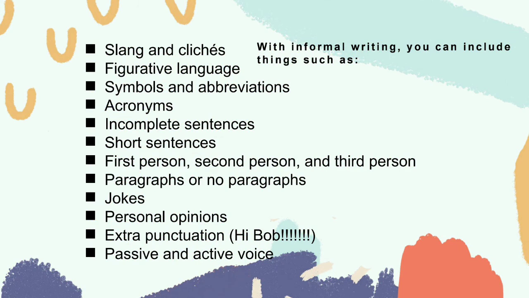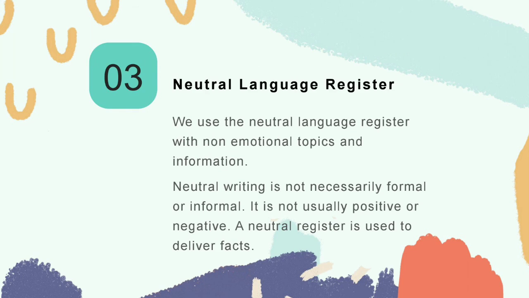With informal writing, you can include things such as slang and cliches, figurative language, symbols and abbreviations, acronyms, incomplete sentences, short sentences, first person, second person, and third person, paragraphs or no paragraphs, jokes, personal opinions, extra punctuation, and passive and active voice. The last type of register language is neutral language register.